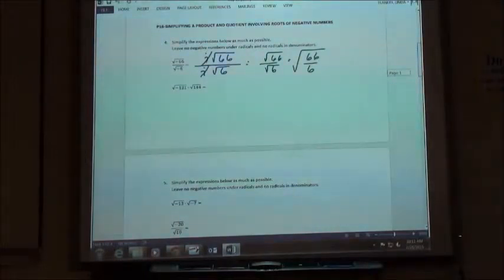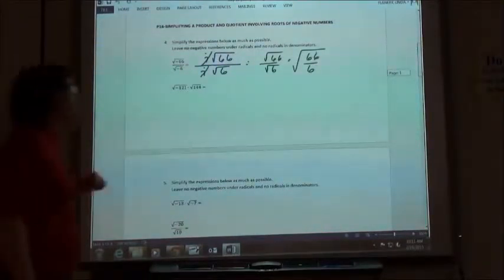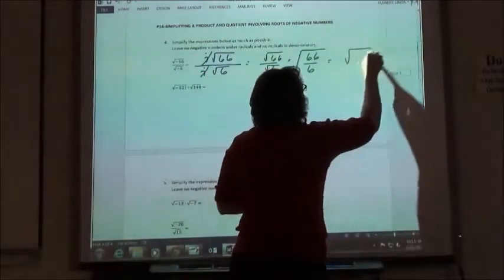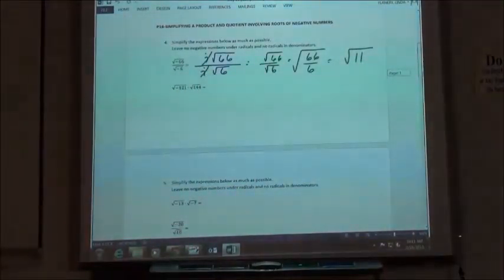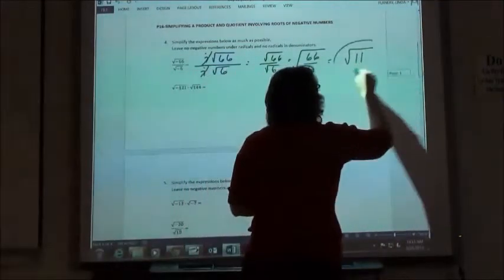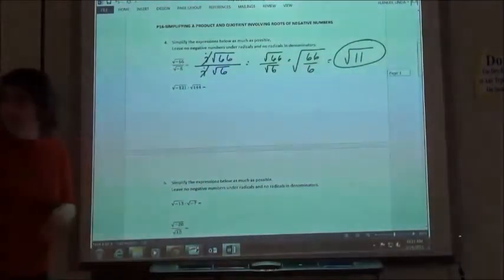And what can I do with 66 sixths? Divide it. I'm going to get the square root of 11. Square root of 11, nothing I can do to simplify that. It doesn't have any perfect squares. That's all the simplifying I can do. There's my answer.